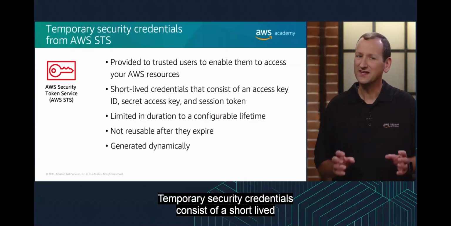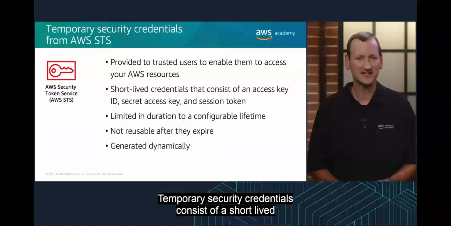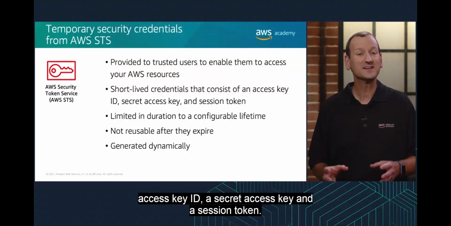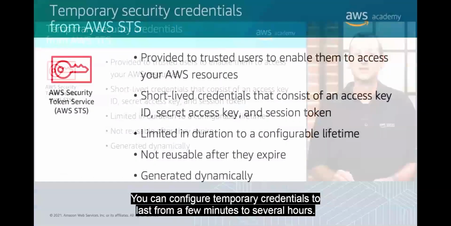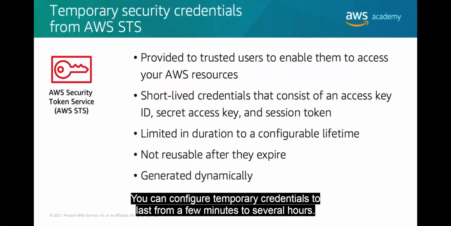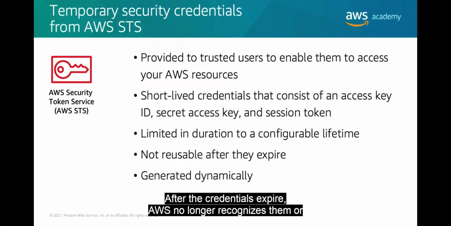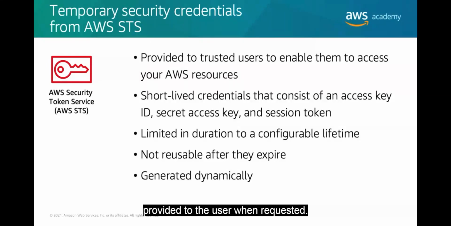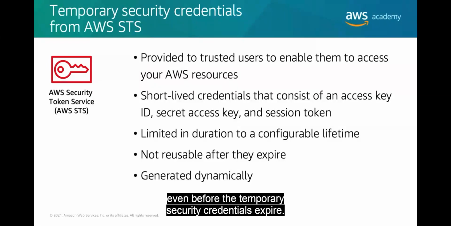Temporary security credentials consist of a short-lived access key ID, a secret access key, and a session token. You can configure temporary credentials to last from a few minutes to several hours. After the credentials expire, AWS no longer recognizes them or allows any kind of access from API requests made with them. Temporary security credentials are generated dynamically and provided to the user when requested. They are not stored with the user. When, or even before, the temporary security credentials expire, the user can request new credentials, as long as the user requesting them still has permission to do so.